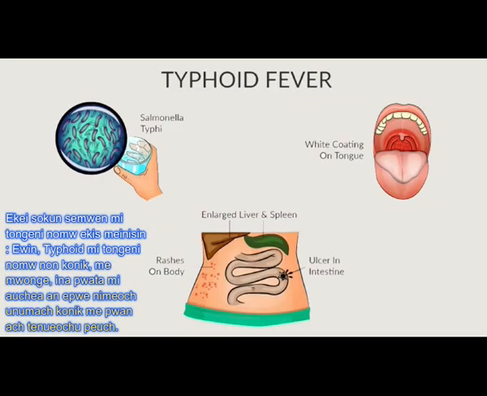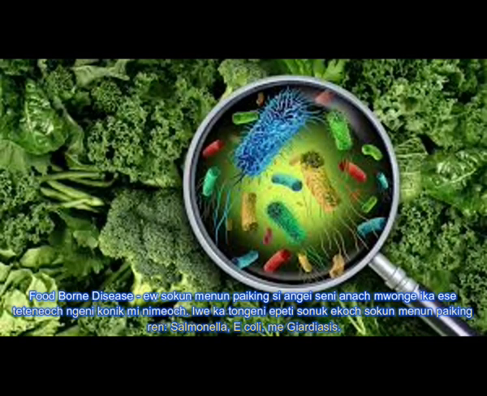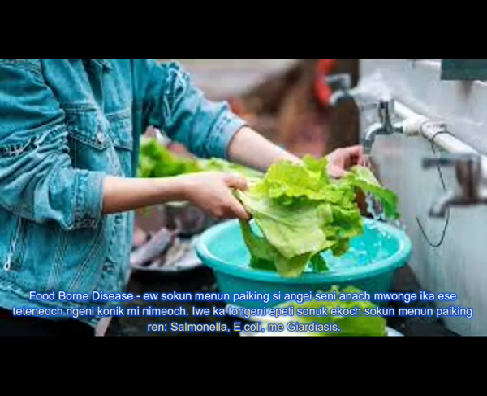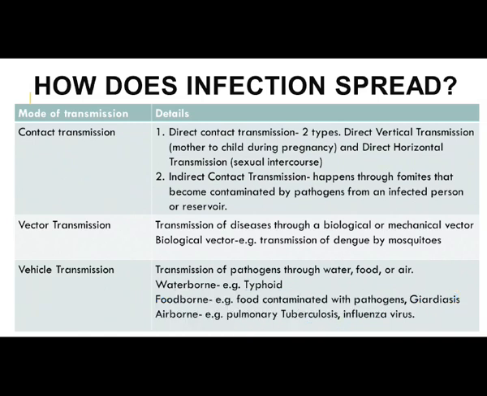Typhoid can be passed through water as well as food. That's why we have to have clean water, and also hand washing is important. Foodborne diseases can be spread if the food is not kept clean or we don't use clean water, and then you'll transmit some of the pathogens like salmonella or E. coli. And giardiasis, which is a parasite. And airborne, mostly pulmonary TB and influenza virus.